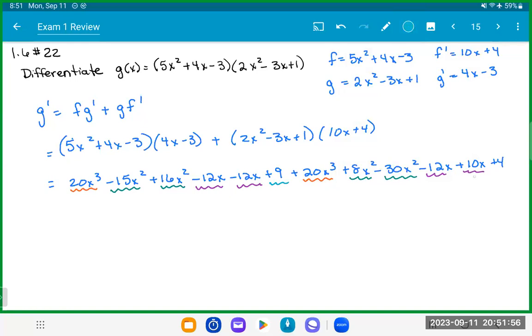We have a constant and a constant. So we want to add up all of those terms, and we'll end up with 40x cubed minus 21x squared minus 26x plus 13. Okay? Question. And you must simplify all the way down on the exam or you'll lose points.